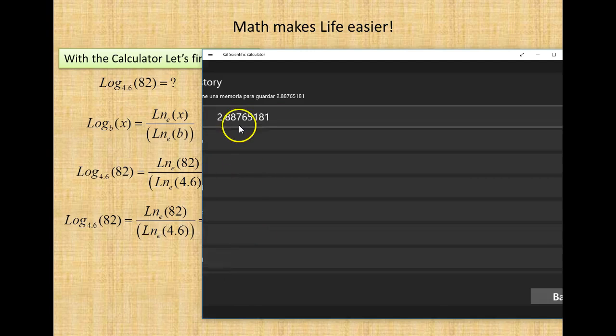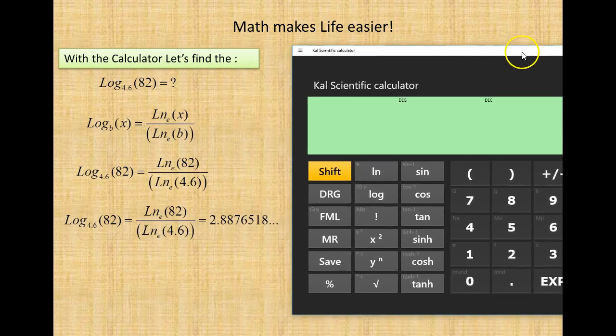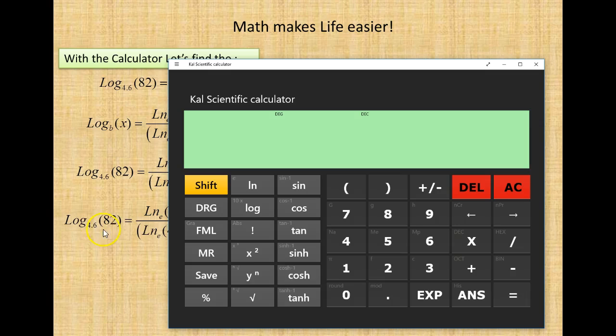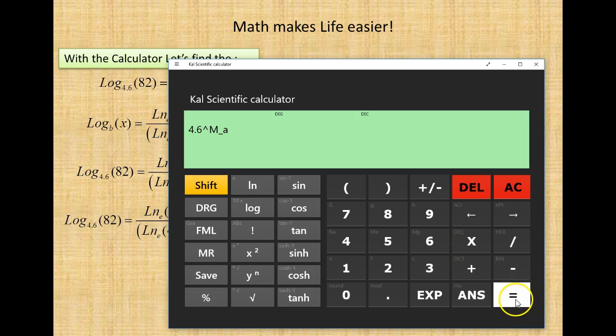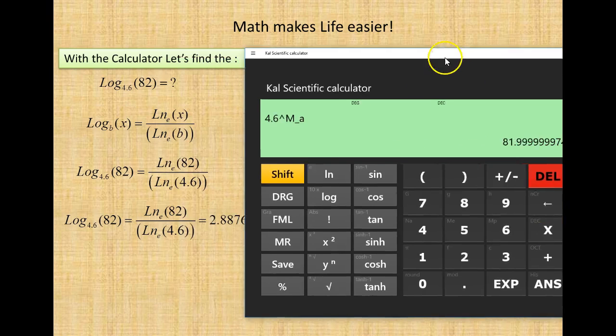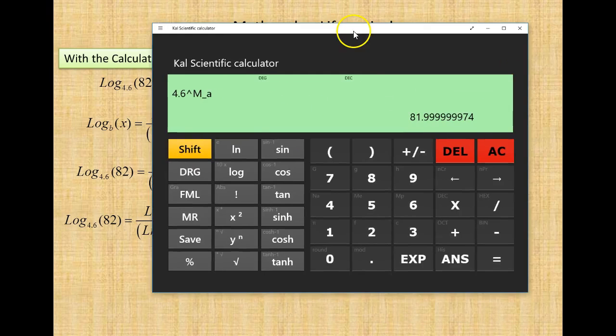Then we save this to memory, and then we clear this out, and now we're going to raise, what's our base? Our base is 4.6. So we say 4.6 raised to the power of memory recall is equal to 82, just like we said before.